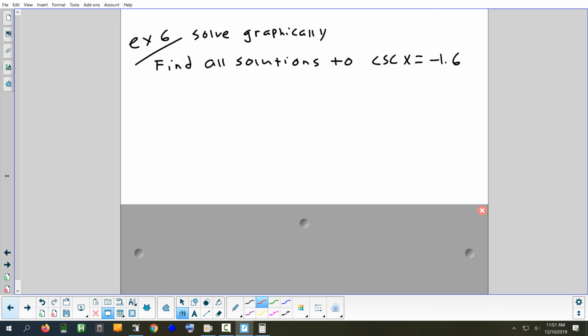Okay, so let's look at last 2 examples. Find all solutions to cosecant x equals negative 1.6. So, all means that I want to see plus the period times n. Degrees or radians is technically fine. Maybe let's do example 6 in radians, and then we'll do example 7 in degrees.